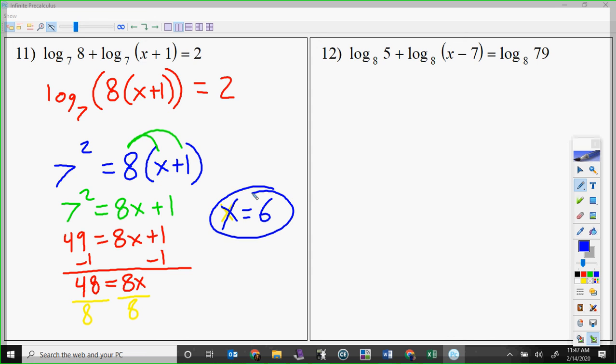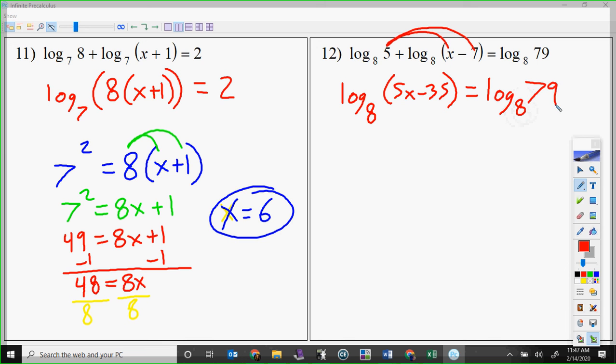Alright, log base 8 of 5 plus log base 8 of x minus 7 equals log base 8 of 79. So I have a log plus a log. So anytime I have a log plus a log, I'm going to combine. And this time I'm just going to go ahead and distribute at the beginning. 5x minus 35. It didn't matter if I distribute at the beginning or wait. It'd be the same either way. Log base 8 of 79. Well, now I have a log equals a log. We came to that case a few problems ago. We just cancel our logs out.